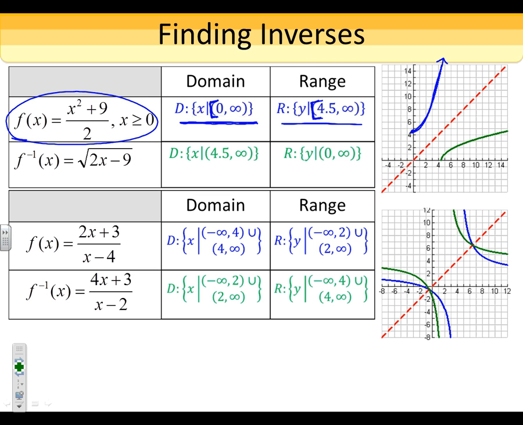Now let's take a look at the inverse of that function. Here's the equation for the inverse, and the graph of that will be the green one over here on the right. You'll notice that the domain, the x values, now starts at 4.5 and goes to infinity. And the range, your y values, start at 0 and go to infinity. So what do we notice?